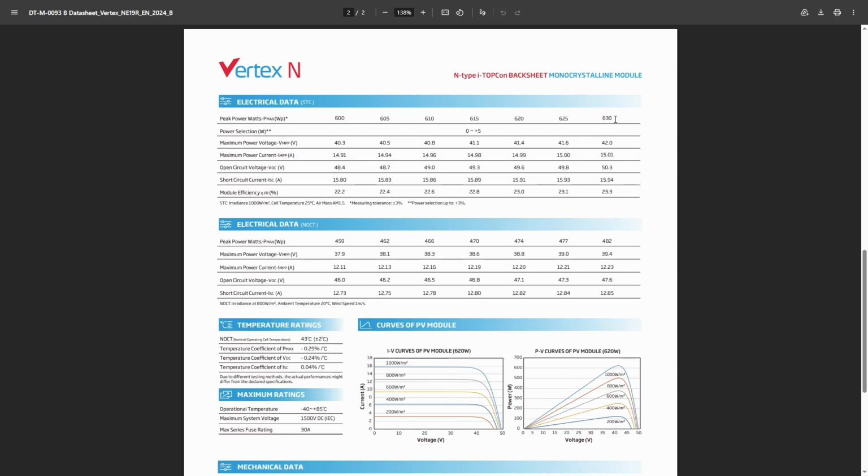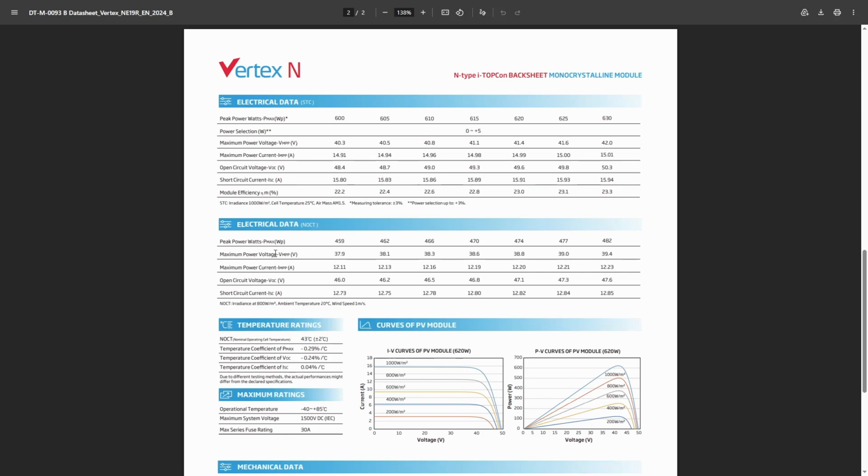Under STC, this panel is rated at 630 watts. Under NOCT, it's rated at 482 watts. This is normal. This is expected. It's what happens outside the laboratory. This is why NOCT values matter. STC shows ideal performance, and NOCT shows typical performance.